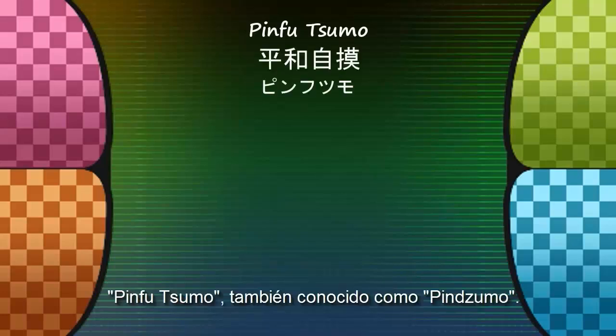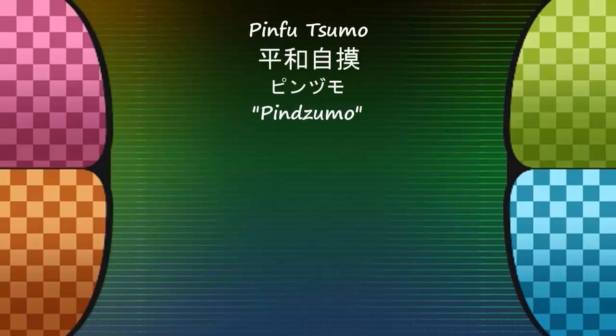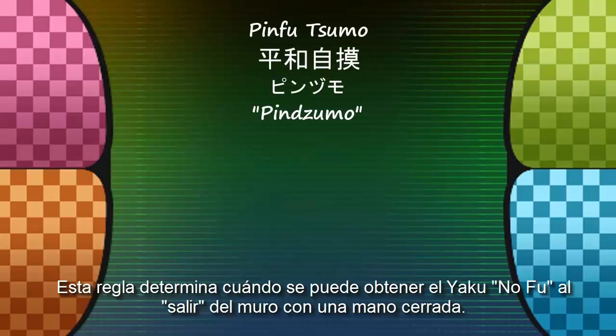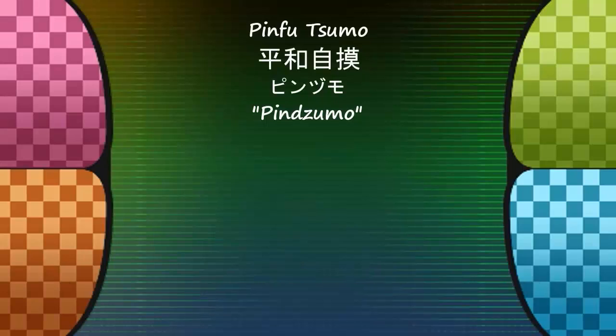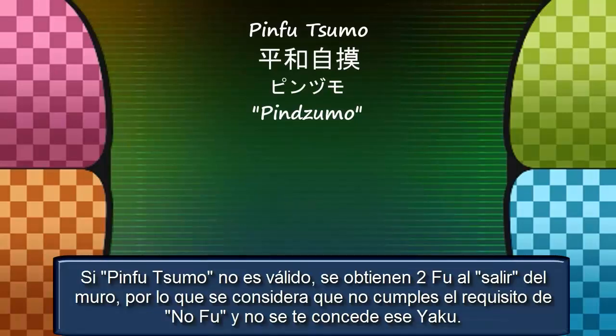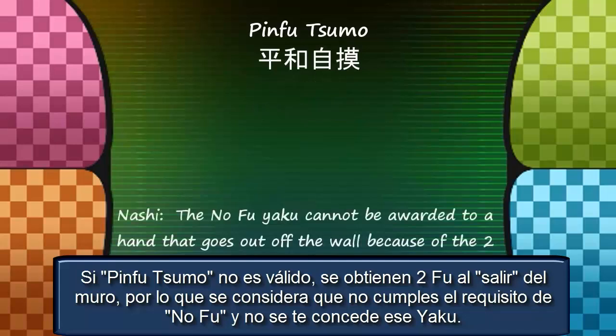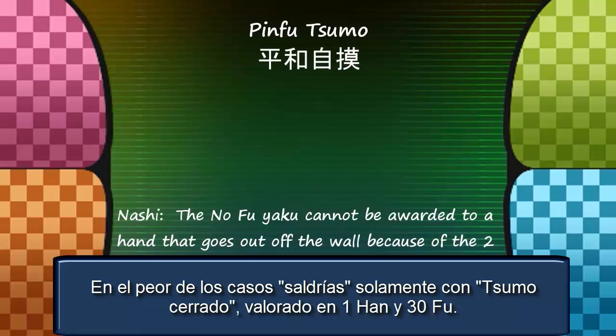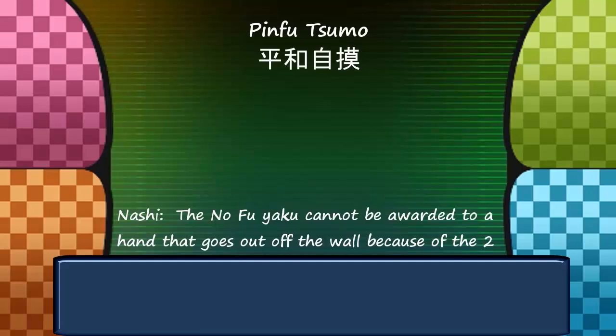Pinfu Tsumo, also known as Pinzumo. This rule determines whether a closed hand that goes out off the wall is allowed to claim the no-fu Yaku. Recall that under normal circumstances, going out off the wall provides 2 fu to your hand. If Pinfu Tsumo is invalid, those 2 fu mean that you have not technically satisfied the no-fu requirement of the Yaku, and your hand does not receive credit for it. At worst, you'll have to settle for the closed Tsumo Yaku alone with 1 Han and 30 fu.